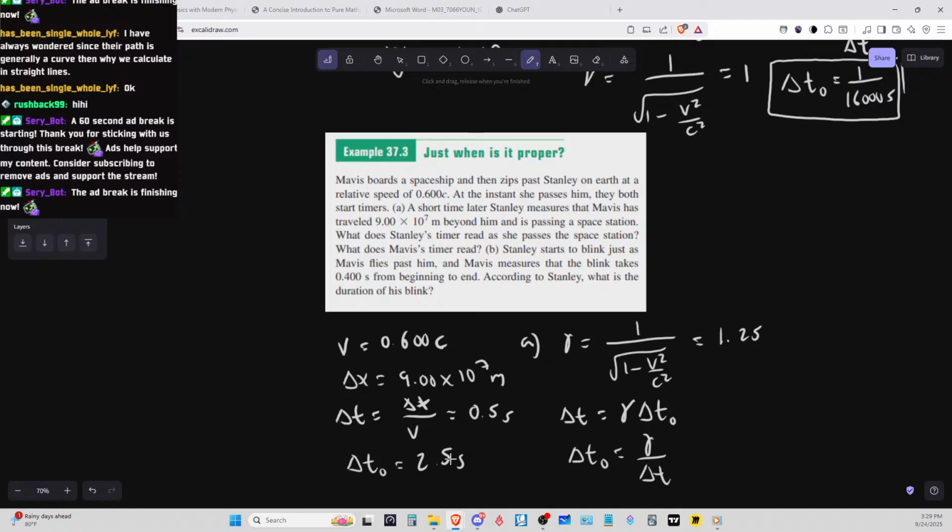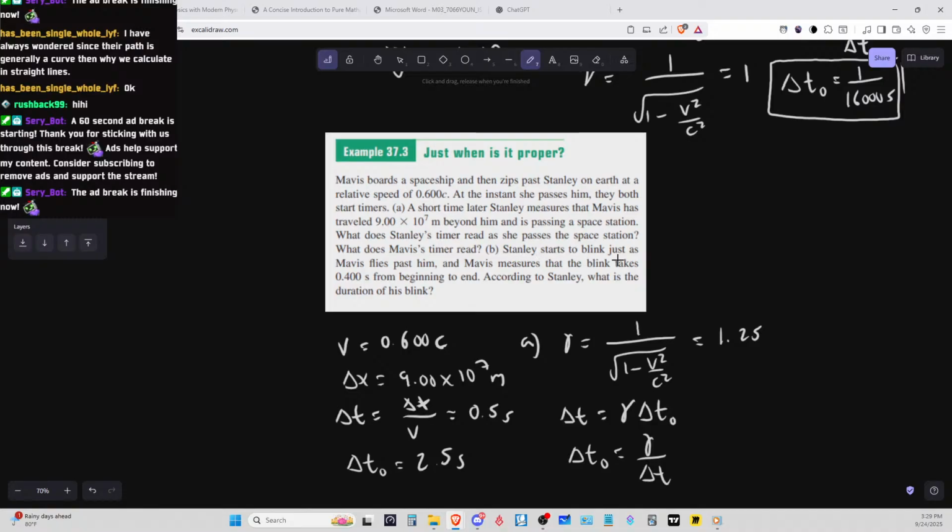Right now I'm just basically interpreting the data. For Stanley, Stanley's still, right? Then Mavis zips past Stanley on Earth, relative to the speed, at an instant passes him. Both start a timer. The short time Stanley measures, Mavis traveled. So it's half a second for him, and then it's practically 2 seconds for her, 2.5 seconds for her.